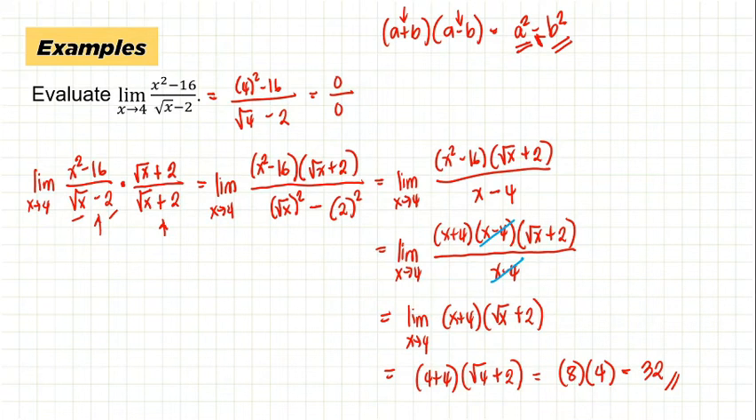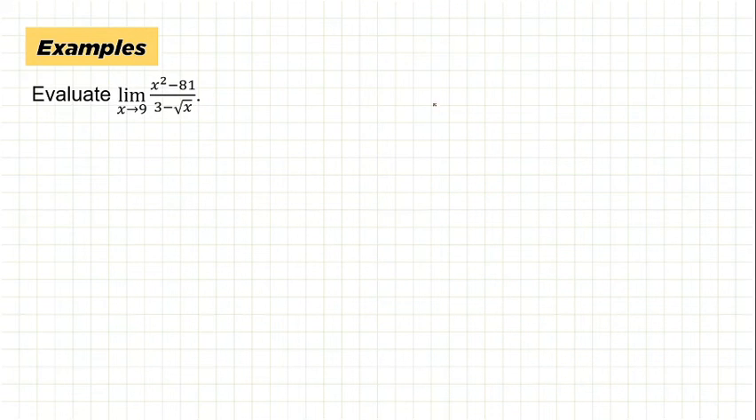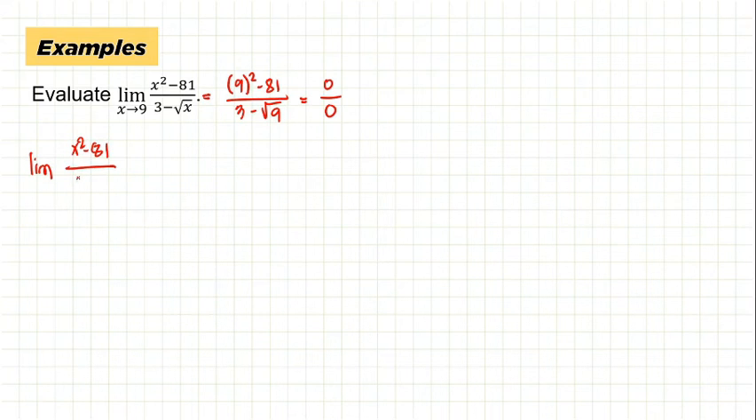Okay, now for the last one, let's try this. So, substituting, we will have 9 squared minus 81 over 3 minus square root of 9. So, this is 81 minus 81, 0 over 3 minus 3, 0. Indeterminate again. So, we will do factoring and rationalizing. So, we will have x squared minus 81 over 3 minus square root of x as x approaches 9.